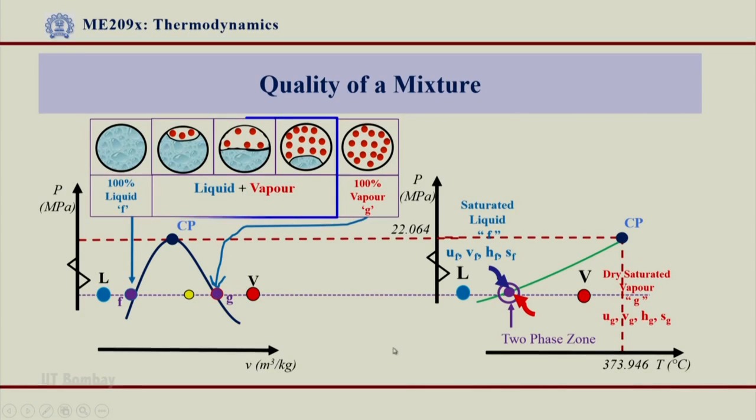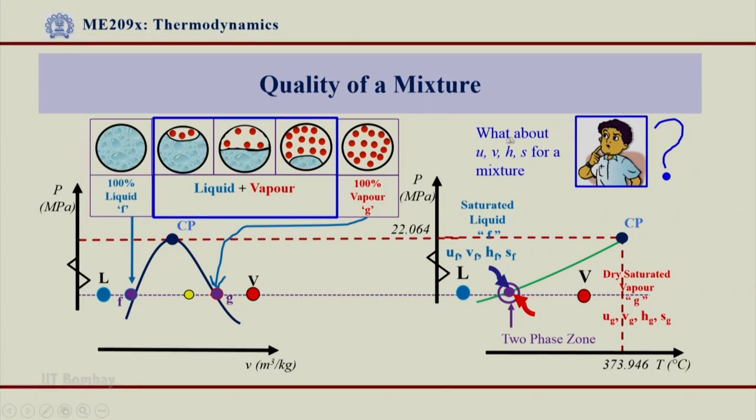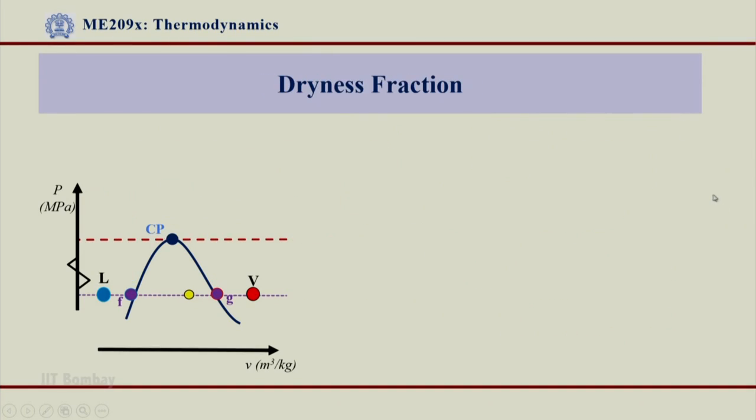The point is, how do I calculate these properties? That is the most important thing. How do I get values of thermal energy, specific volume, enthalpy, entropy for a mixture? The steam table gives the values for this point and this point. How do I get all the properties for this region, for the two phase region? And that is the question that we are going to answer.